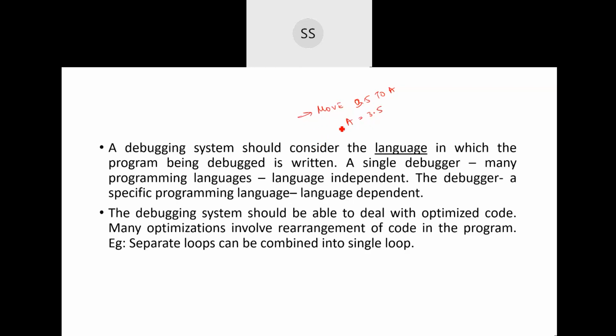So these are the instructions. What does it mean? I have to assign the value 3.5. In one language, I can write it as A is equal to 3.5. In another language, I write it as move 3.5 to A. So what am I doing here? I'm doing the same thing, but it is written in two different syntaxes, isn't it? So my debugger should have the capability of understanding these two statements.